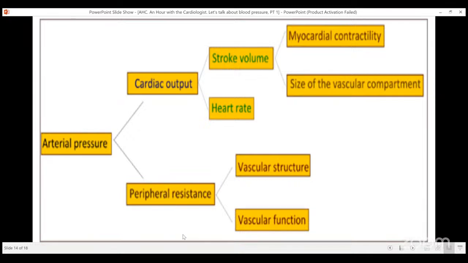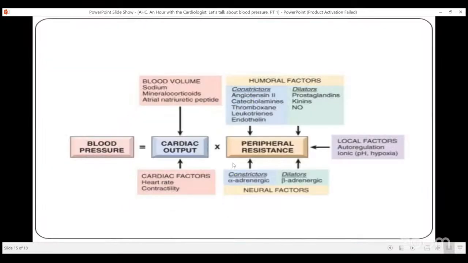So if the vessel is narrow, the chances of the pressure going up is higher. This is something we should know. It's depicted better here: blood pressure is cardiac output times peripheral resistance. There are so many things that can affect the cardiac output and the peripheral resistance. Salts can affect the peripheral resistance, making your blood vessels constrict and increasing the blood pressure. If your blood volume is high, the cardiac output will increase. If your heart rate is high, the cardiac output will increase.